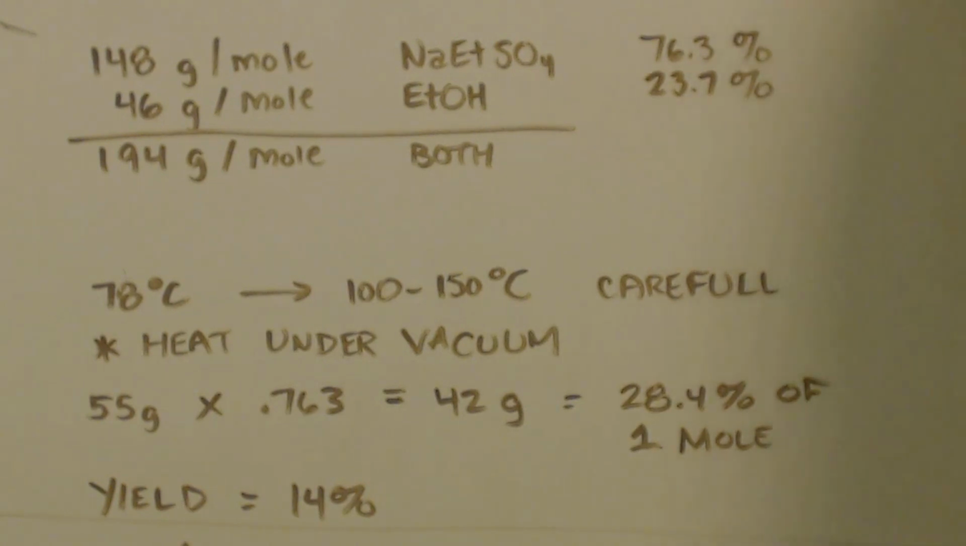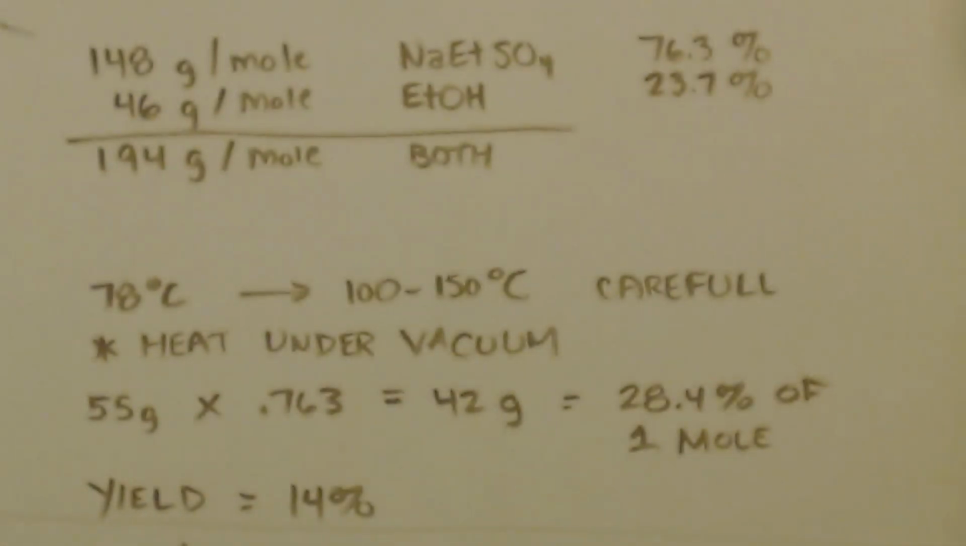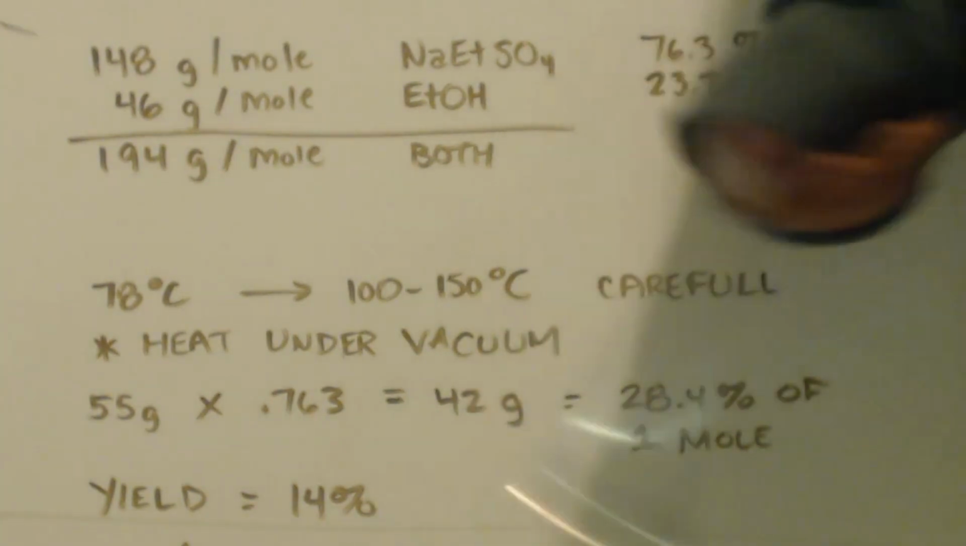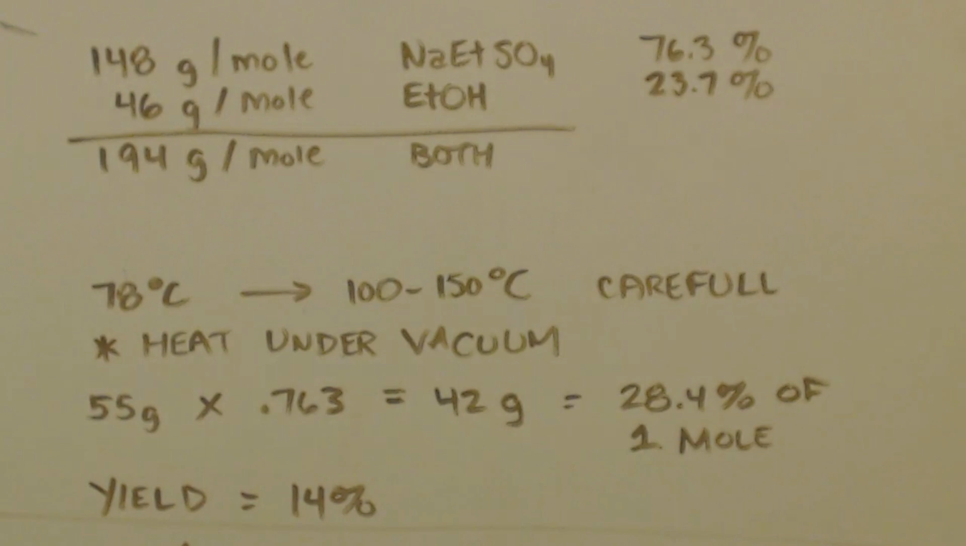I did do this experiment a second time, but I used half of everything. Instead of 2 moles, I used 1 mole of sulfuric acid. I doubled that for the ethanol, and I even added half as much extra sulfuric acid as I added last time. And I'll put in the description below what my yield was on that.